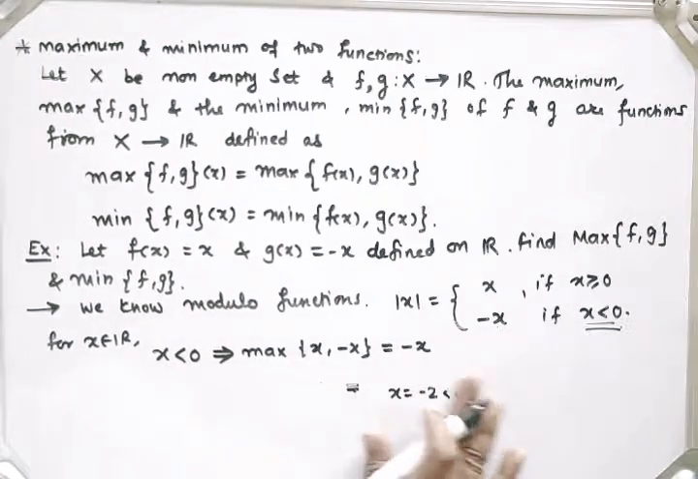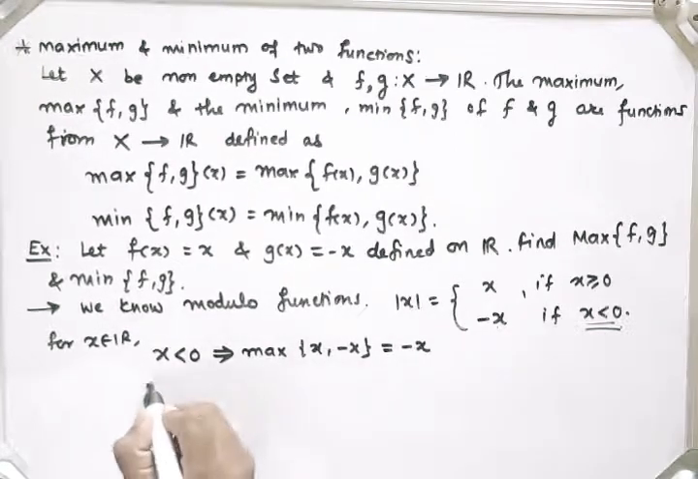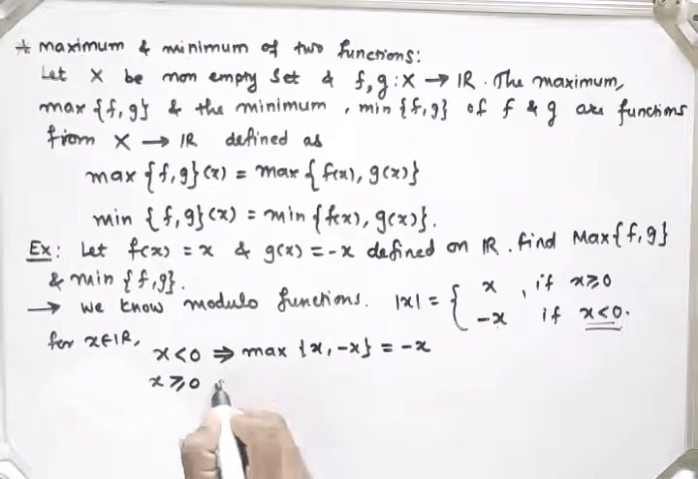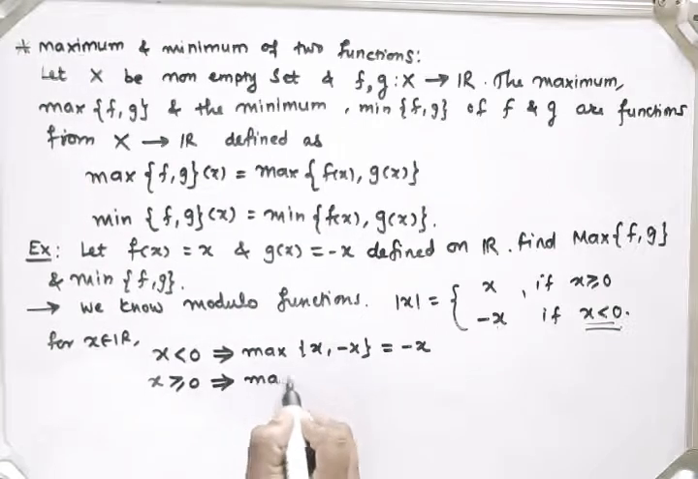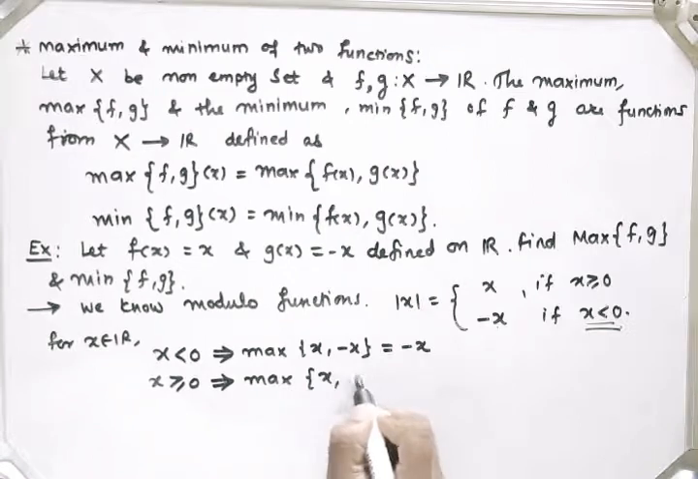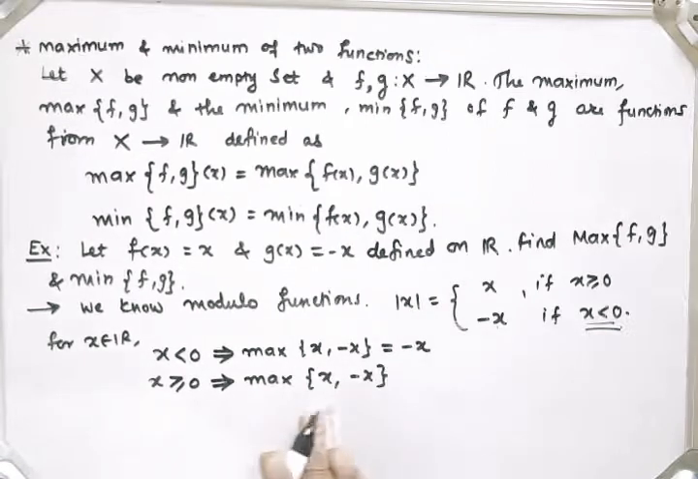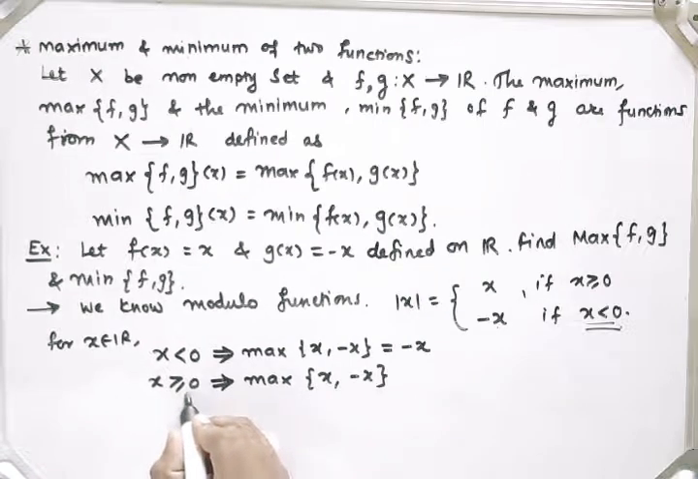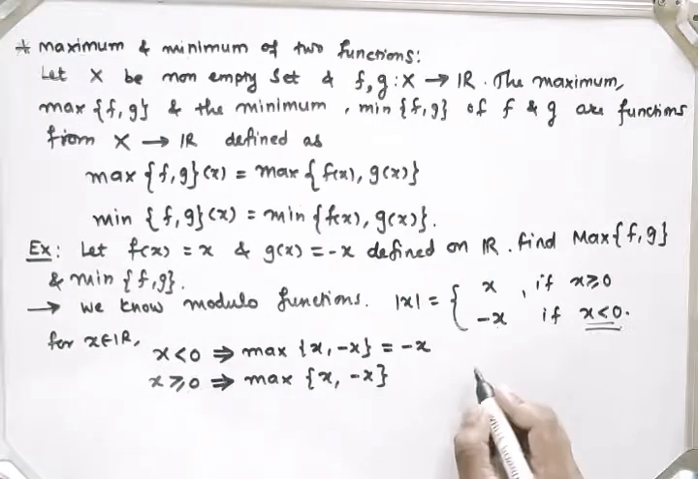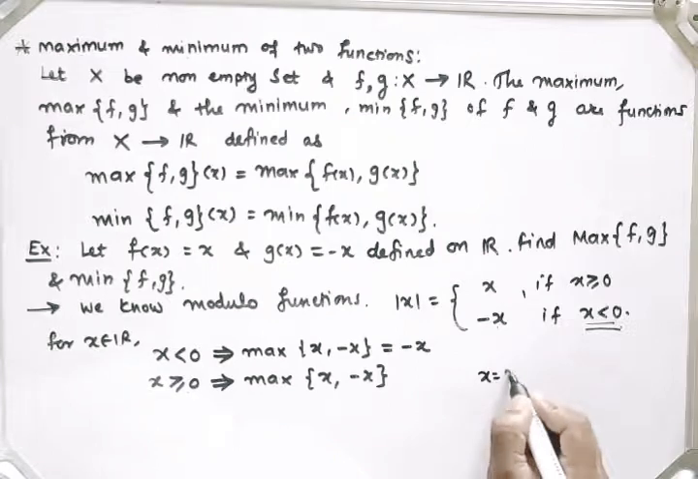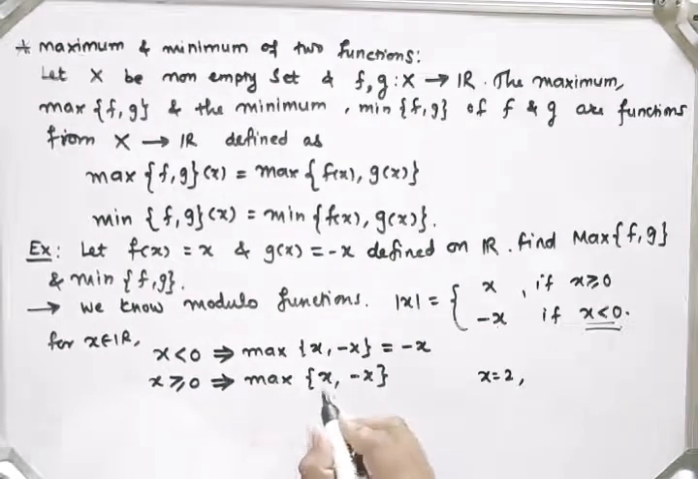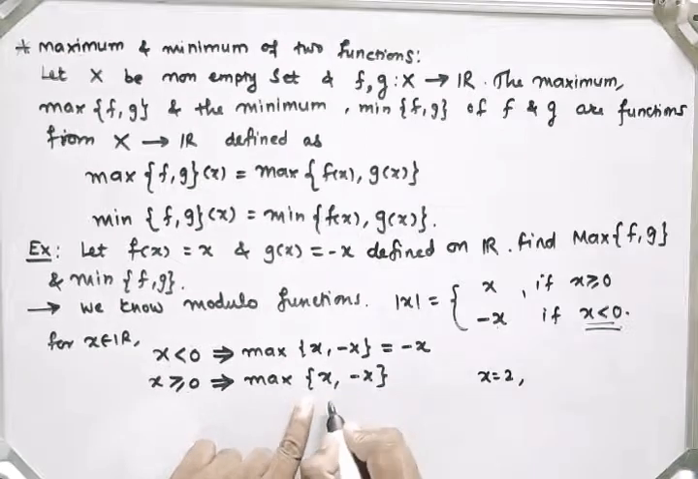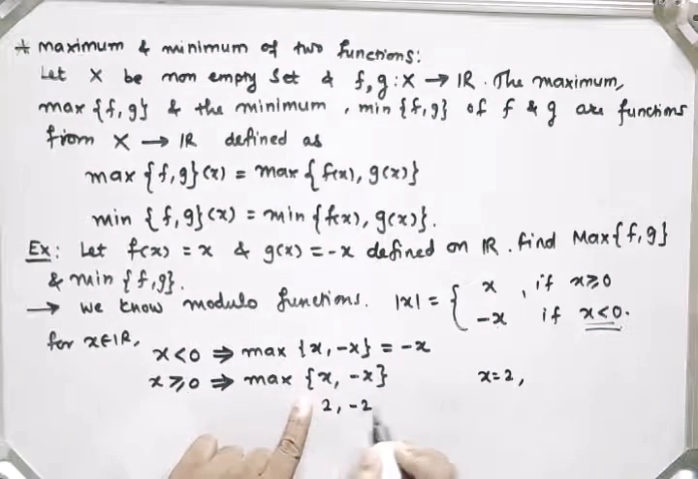And if X is greater than or equal to 0, then what will be the maximum of X and minus X? What will be the maximum between these two? Suppose X is greater than or equal to 0, means 0 and positive reals. So what will I get? Suppose I put X equal to 2. Then what will I get? Here X is equal to 2, then here 2 and minus 2.